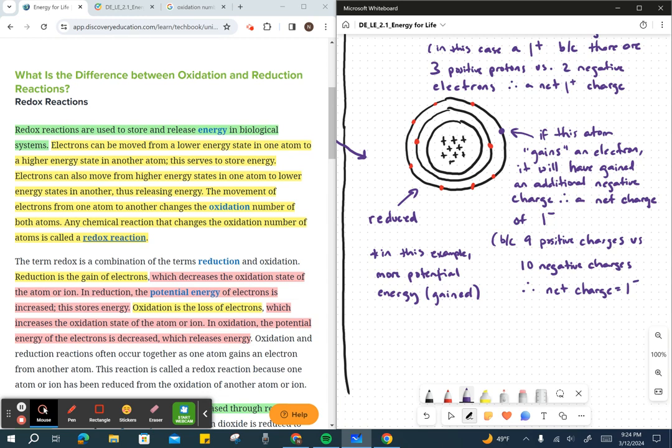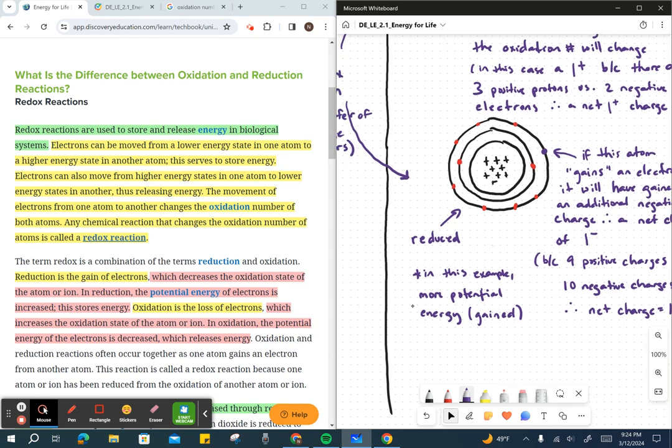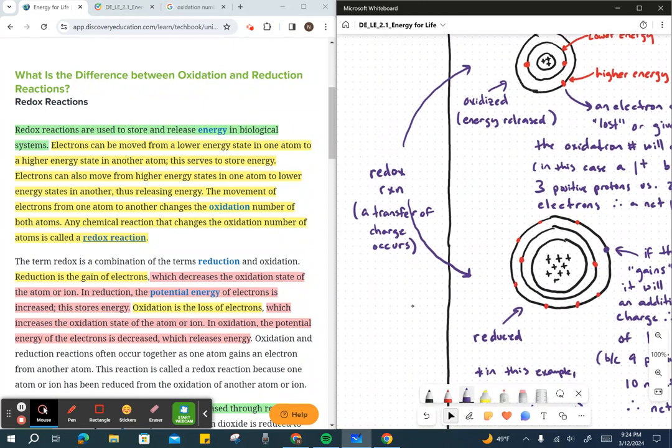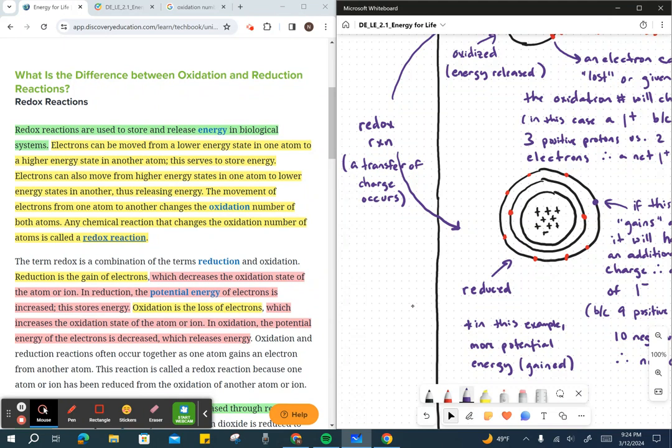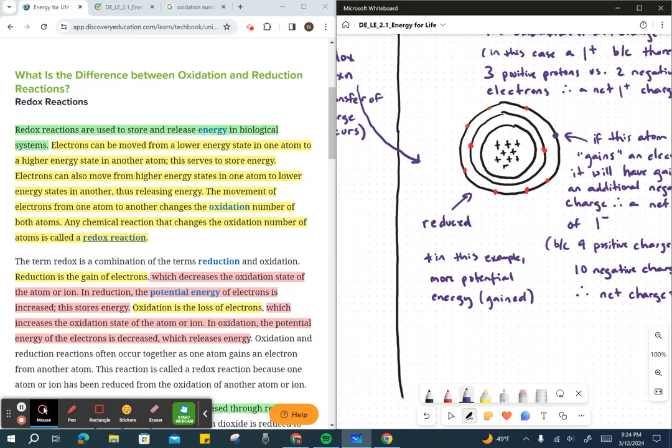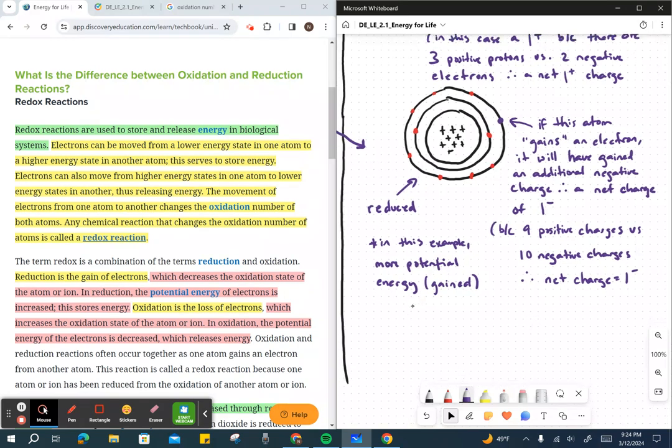Now remember, in so doing, by gaining this electron, you have effectively increased your potential energy. All right, by gaining electrons, you have increased your potential energy. And that's how a lot of what happens in life, in our biological systems, this is how energy is transferred. Charges are transferred. We call these redox reactions, and they usually happen simultaneously. It is a transfer of charge that is occurring. All right, so the top one was oxidized, the bottom one was reduced, and in total, this was a redox reaction. Okay. All right. Well, that was it.